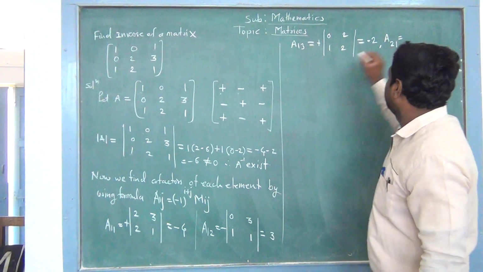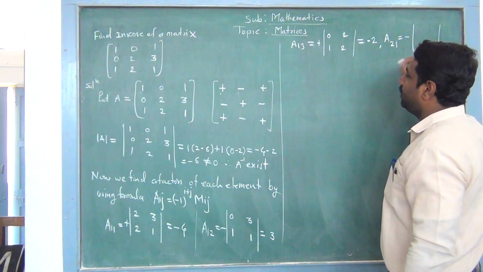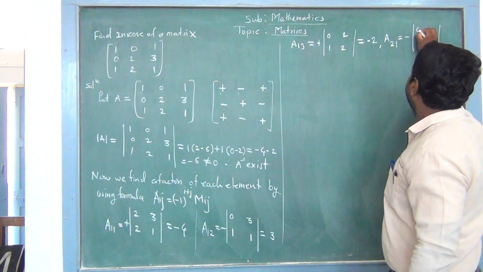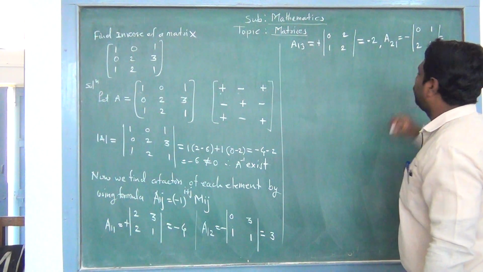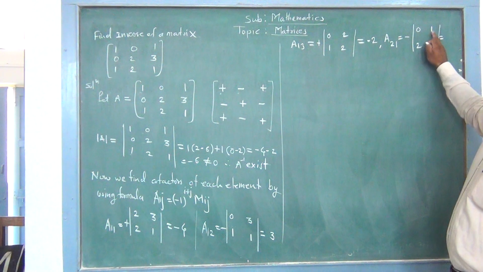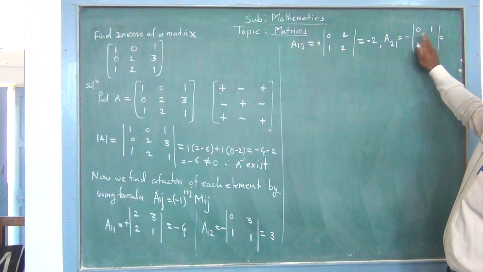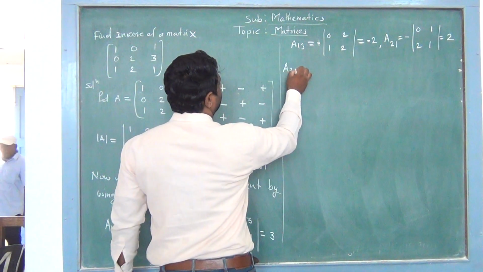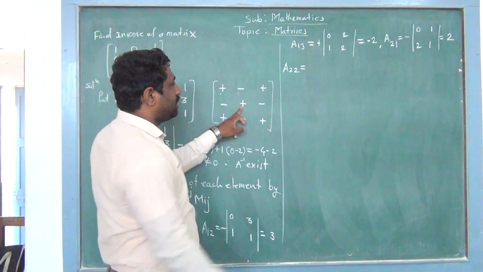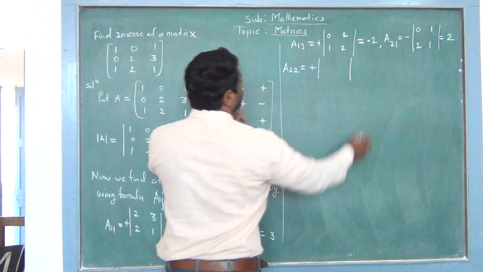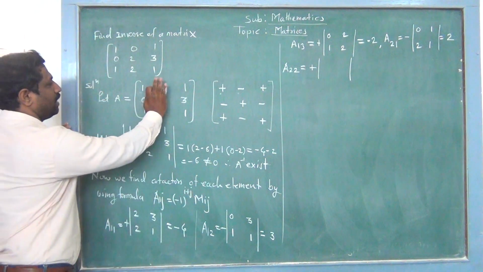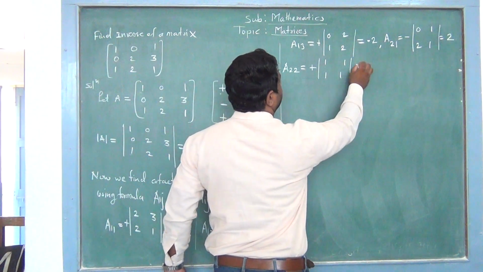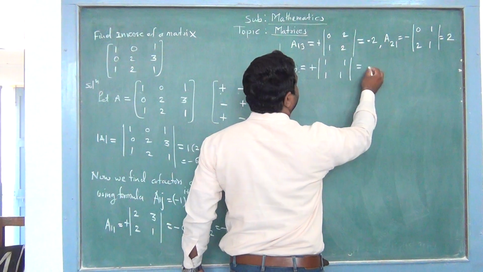Now A21 has sign minus, so minus of the minor of A21, deleting second row first column, [0 1; 2 1], is equal to 0 minus 2, minus 2, and with this minus it becomes plus 2. Now A22 has sign plus, and the minor of A22, deleting second row second column, [1 1; 1 1], after solving this 1 minus 1, that is 0.